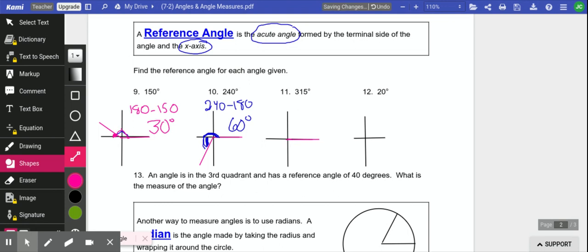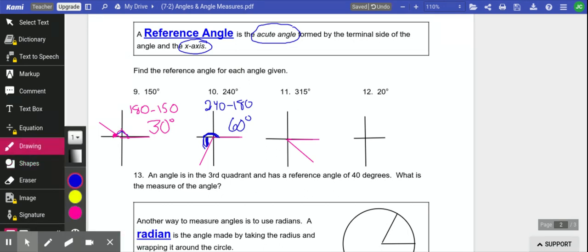315 degrees. So here's our initial side. Our terminal side, here's 90, 180, 270. See, all the way around would be 360. We don't want to go that far. So maybe about right here. Okay, we want to find the acute angle formed with the x-axis. So this is the angle we look for. Remember, 315 is all of this. I want this piece. So to find that angle, all the way around would be 360, and we're going to subtract the 315. So this is going to give us a reference angle of 45 degrees.